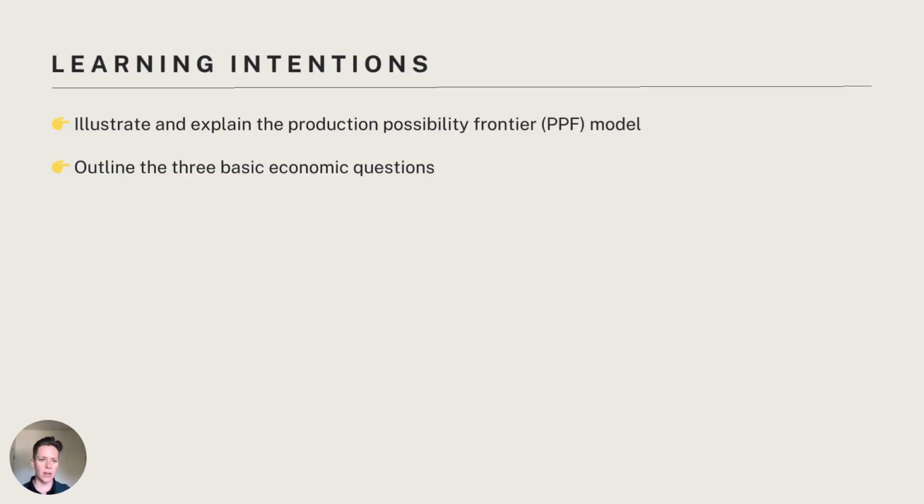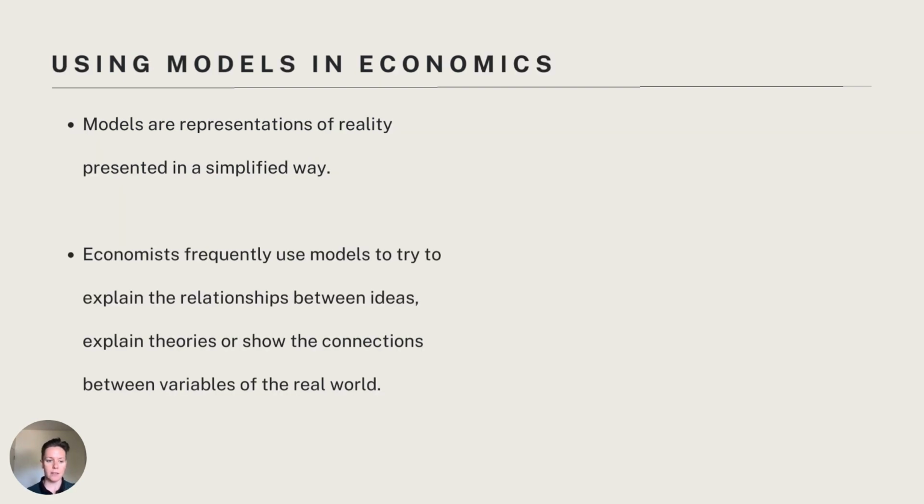So for this lesson, we're going to illustrate and explain the production possibility frontier model, and we're going to outline the three basic economic questions. But before we get into the model, I want to quickly touch on using models in economics. In this lesson and in many lessons to come, you will use models frequently in order to make sense of economic change and try to understand the consequences of certain economic decision making.